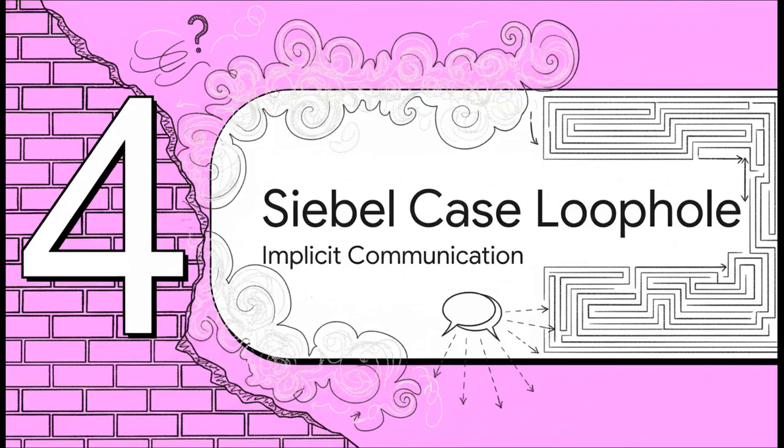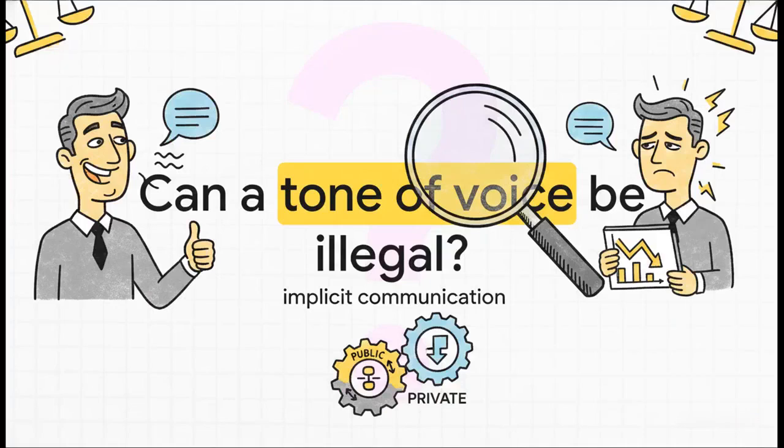Let's look at Part 4, the Siebel case loophole. Back in 2005 with SEC versus Siebel Systems, the SEC tried something pretty wild. They tried to penalize a company purely because an executive's optimistic tone and body language in a private meeting heavily contrasted with the gloomy tone of their public statements. They were essentially asking the courts to police implicit communication. It begs the question, can a tone of voice actually be illegal?